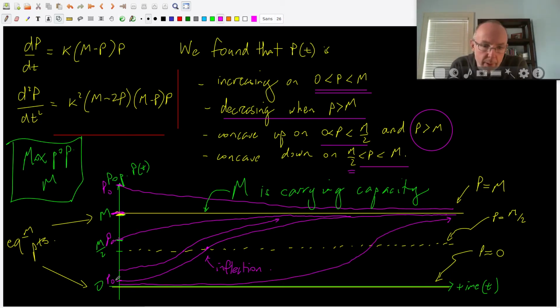Right, here's another example. The population starts really, really small. It takes a long time to grow. The growth in that region is essentially going to be exponential for a while, and then it's going to hit the inflection point at m over 2. It becomes concave down. It's going to continue increasing for all time, but it's going to increase towards that carrying capacity, m. Let's have a look at how we might actually solve this equation, just quickly for fun.